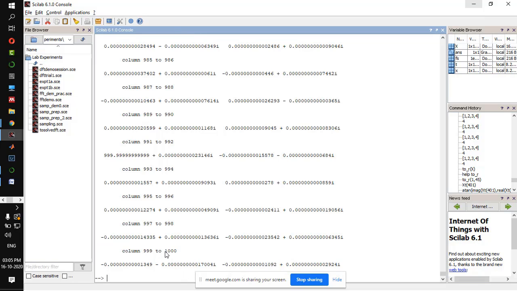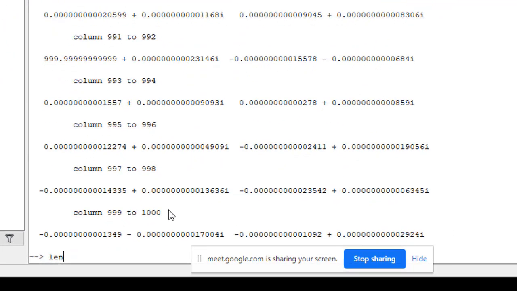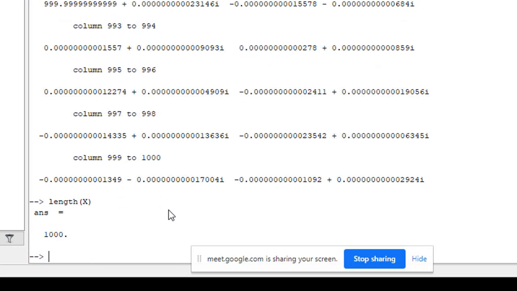Including 1, including that 0, it is the total, it is 1000. So totally I have taken 1000 point DFT. If you want to check the length, the command is length of capital X. You see, I am getting 1000, totally 1000 points. So I have taken 1000 point DFT.